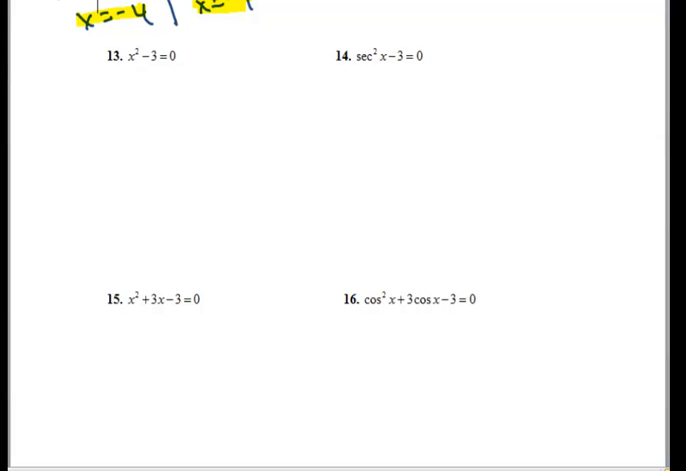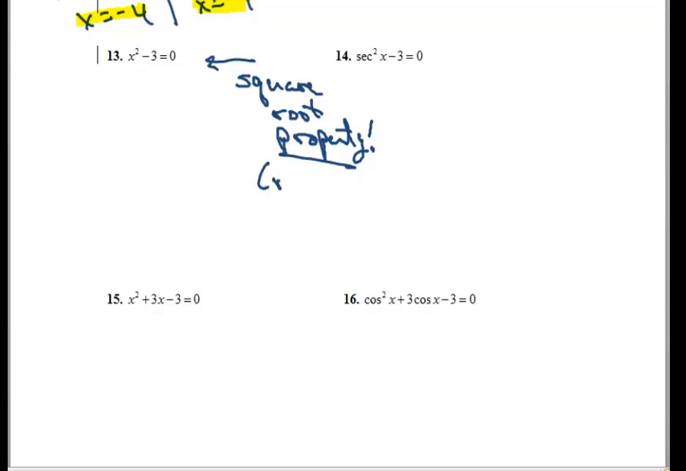Alright, so 2 more. Now x squared minus 3 equals 0, you might say, oh, well, this isn't going to factor. This is actually one that you can do by a different method, which we would call the square root property. And why can I use what's called the square root property here? Because there's no x term. If there's no x term, right, and there's only an x squared term, I'm going to be able to very easily use the square root property.